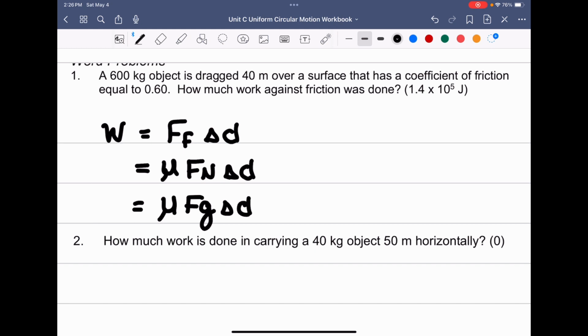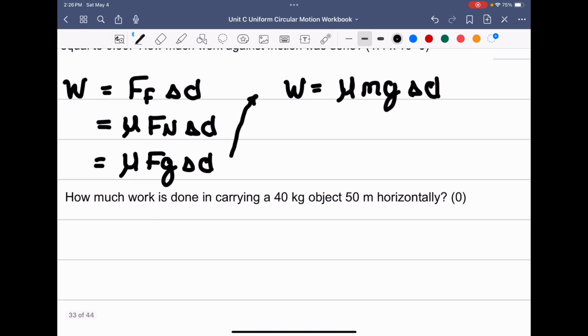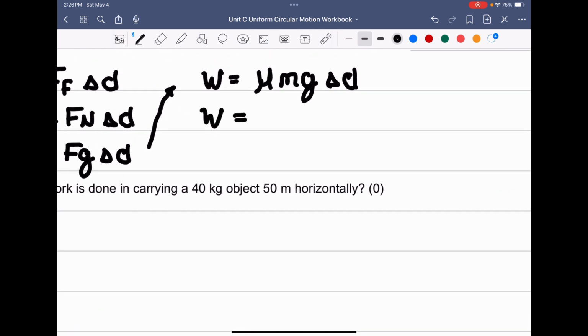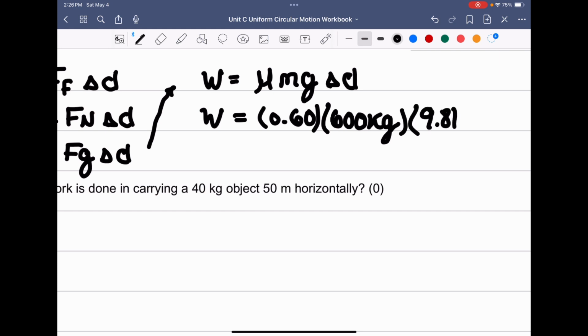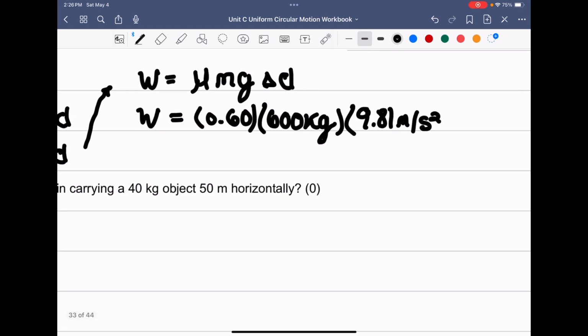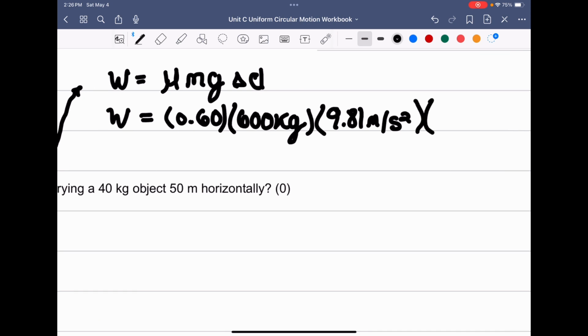Because this is a horizontal object, we know that Fn equals Fg. And then I'm going to continue up here and say that our work is equal to mu Fg, which is equal to the weight, mg delta d. Now, we can plug in all the values from here. Work is equal to mu, which is 0.60, multiplied by the mass of the object, which is 600 kilograms, multiplied by g, 9.81 meters per second squared, multiplied by the distance it traveled, which in this case was 40 meters.